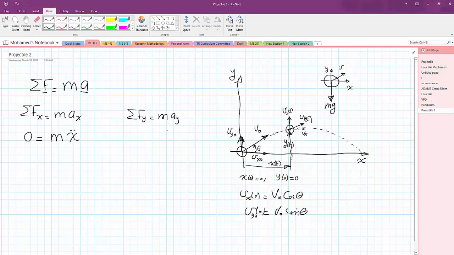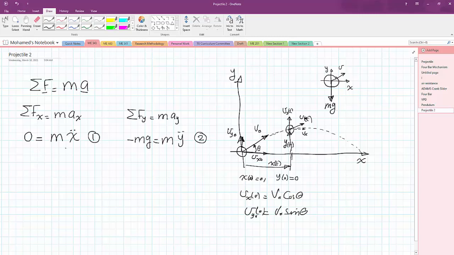And for the y direction, if you look at the forces acting in the y direction, I have only the effect of gravity. And notice the effect of gravity is in the negative y direction. This is our positive y. The weight is in the negative y. So I will say the force that I have is minus mg, equal to the mass times the acceleration in the y direction. The displacement in the y direction is y, so the second derivative will be y double dot. So I can write it like this, y double dot.